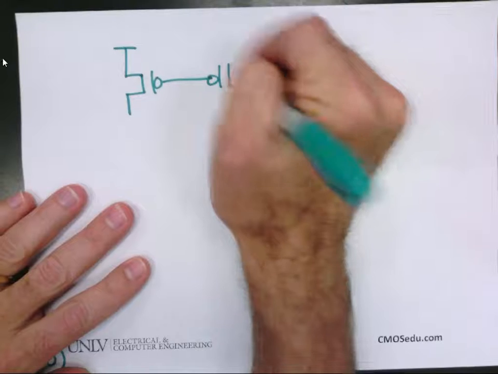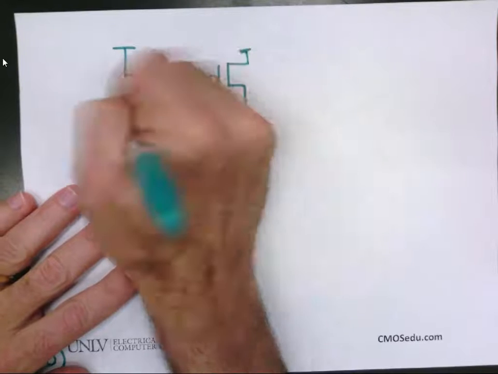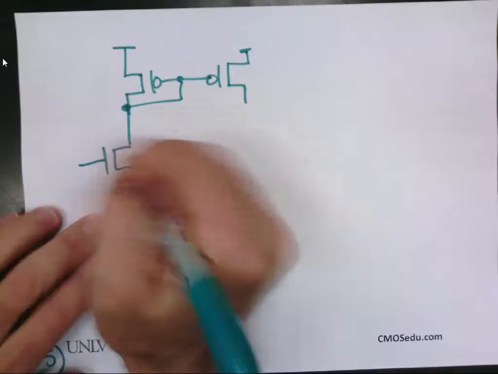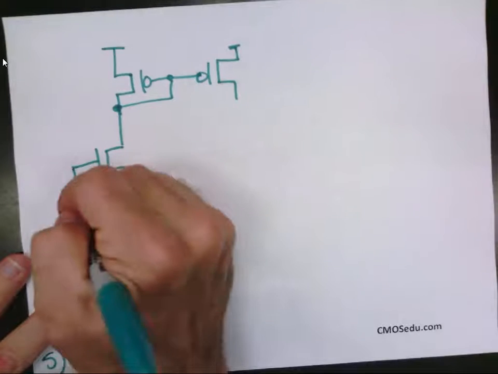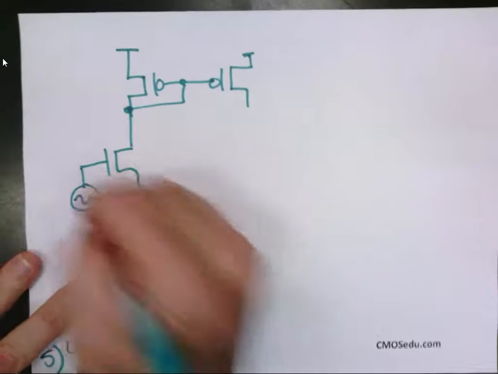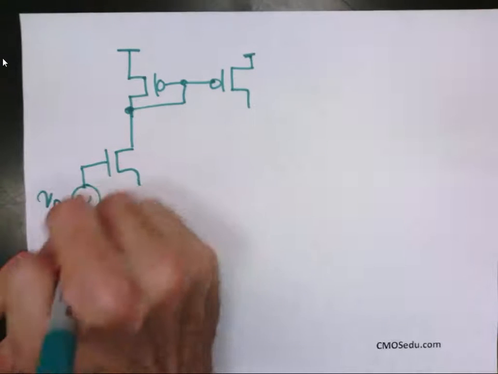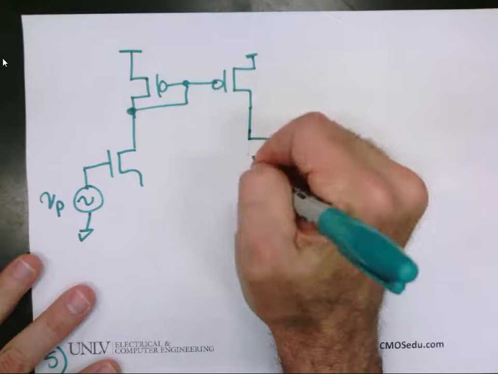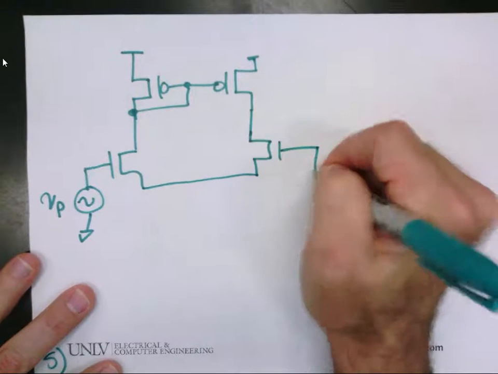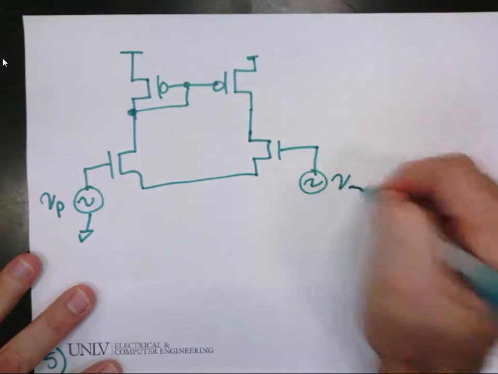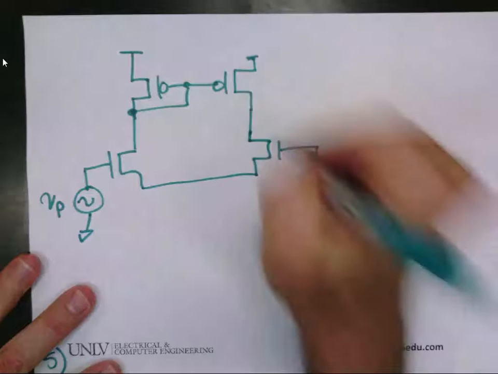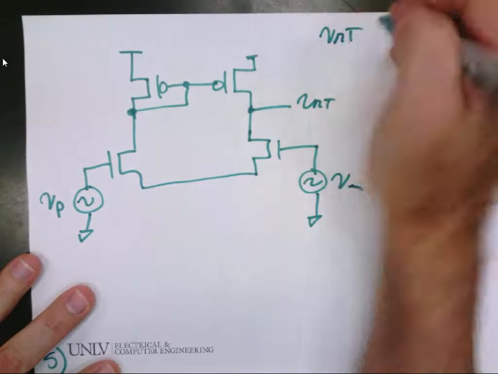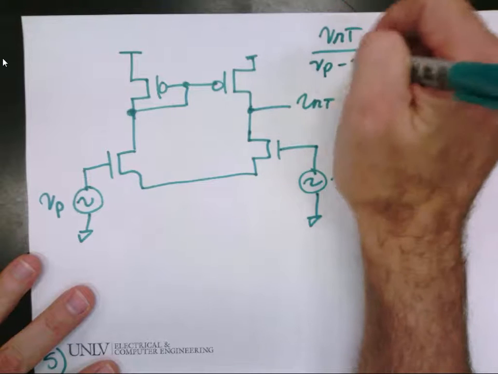So it's the same circuit, except I'm going to connect it a little bit differently and get a more generic gain. I'm going to call this, how about, VP? Again, I'm not showing the DC biasing. VM and V out, and I want you to calculate V out over VP minus VM.